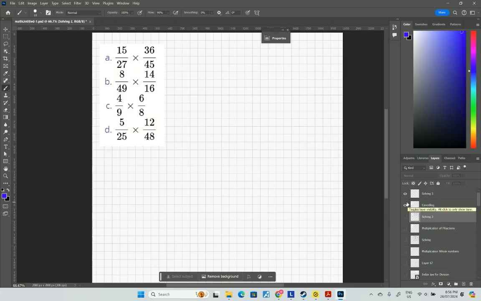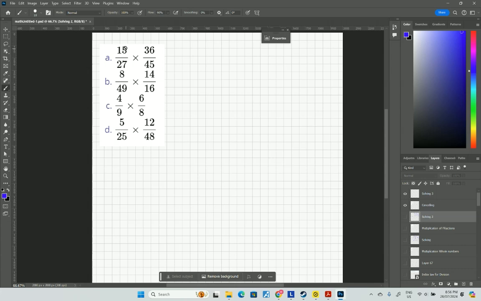Okay, so the last technique I want to introduce to you is cancelling. And cancelling is just a fancy way of saying dividing the fraction by the highest common factor. All we're doing is reducing these fractions before we even start. And there are two ways we can cancel.